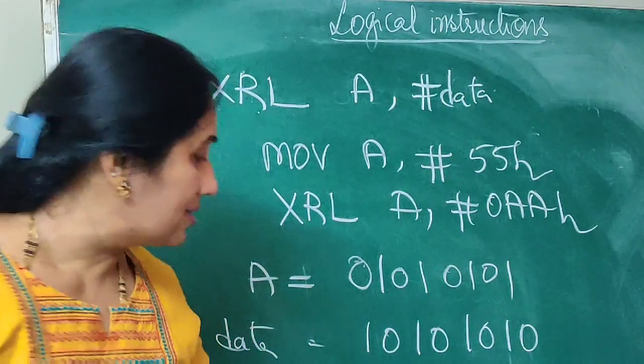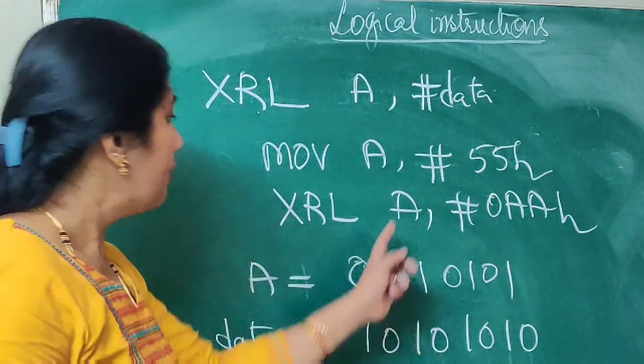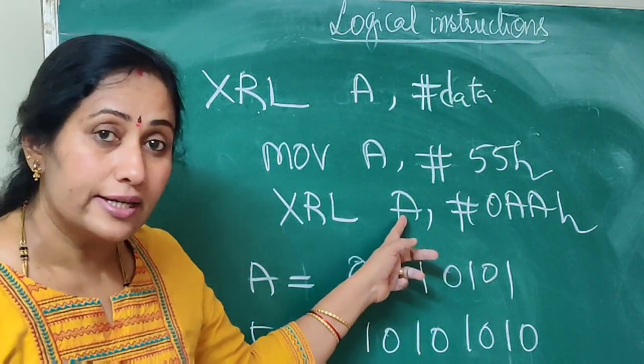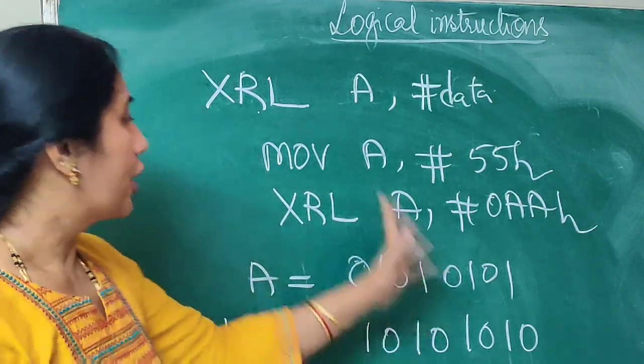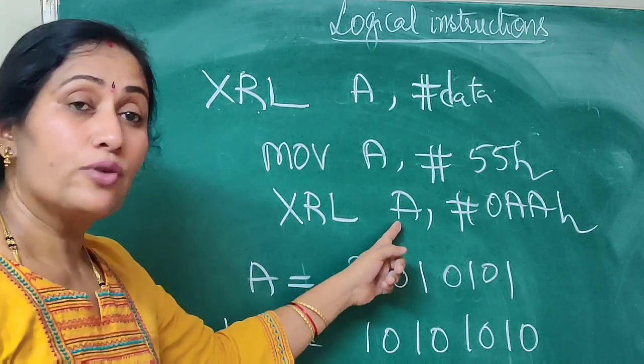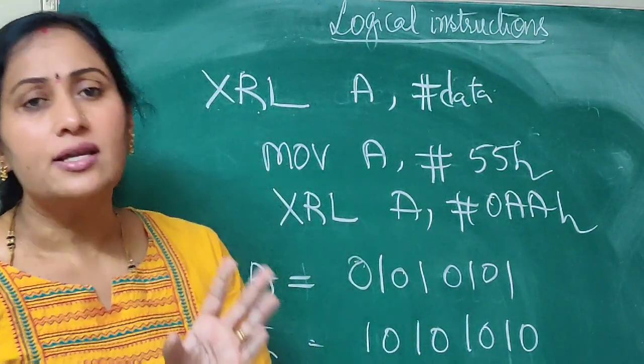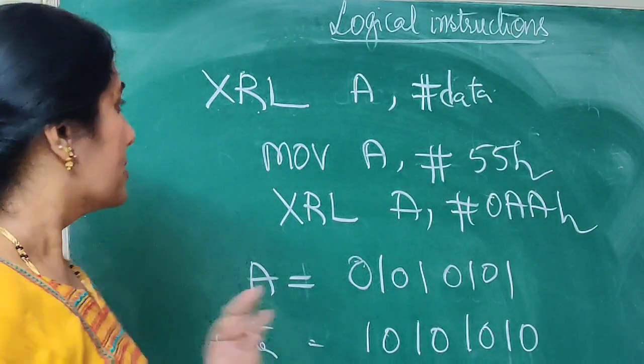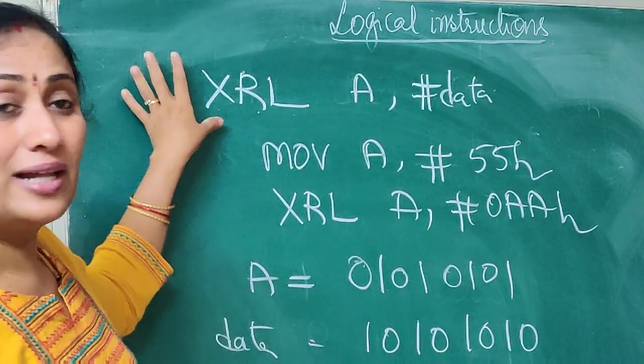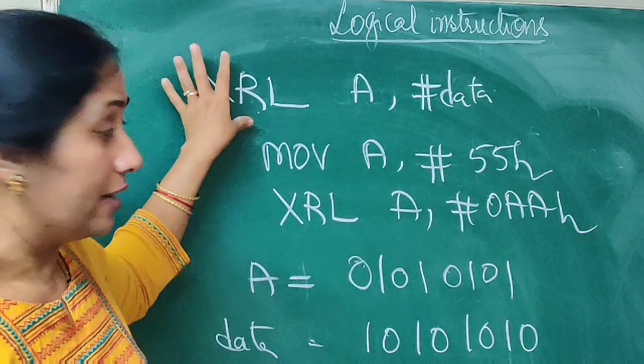Where will it be stored? This is the result. It will be stored in the accumulator. Which flag is going to get affected? Only the parity flag. You can see there are 8 ones, an even number of ones, so the parity flag will be equal to 0. So this is going to be the meaning of the XOR operation.